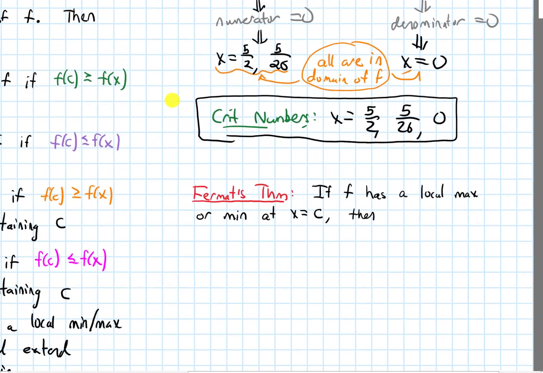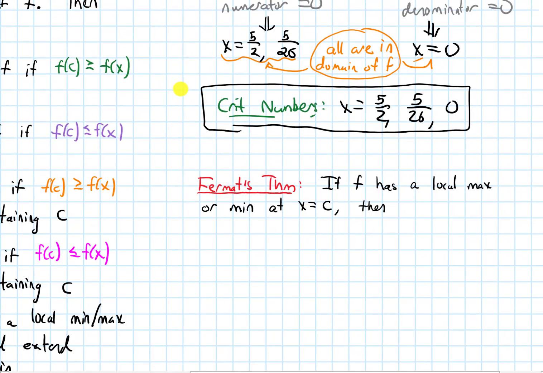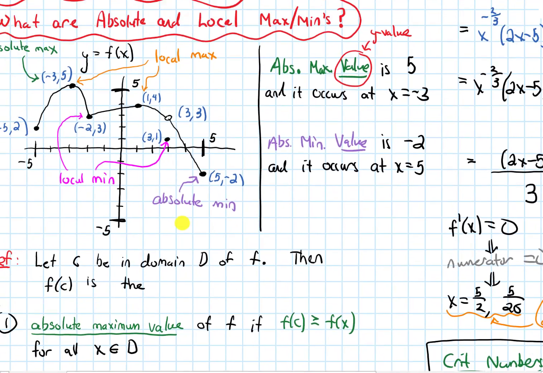Alrighty, so I want to end this video by stating a key theorem about critical numbers. And this theorem is called Fermat's theorem. When I pronounce this name, we don't pronounce the T. So I just say Fermat's. Okay, and this theorem says that if f has a local max or a local min at x equals c, then I'm actually going to motivate this by going back to my graph from the previous video.